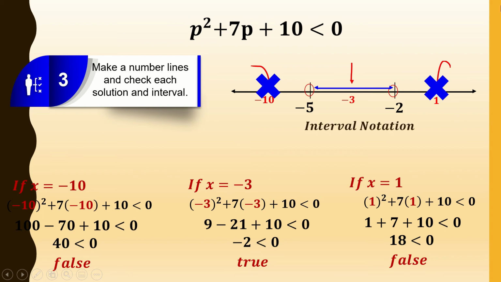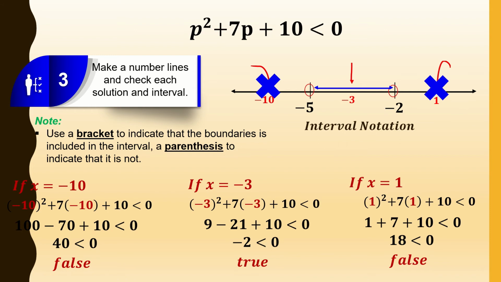included. So to find our interval notation, again, we will use brackets if it is included and parentheses if it is not included. But for our inequality, since negative 5 and negative 2 are also not included, we will be using parentheses alone. So this will be our set, negative 5 and negative 2.